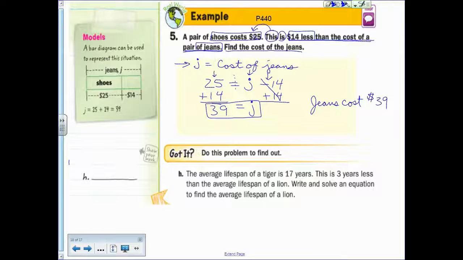So now that you know how to solve equations by adding and subtracting from both sides, why don't you go ahead and do the letter problems on your own.